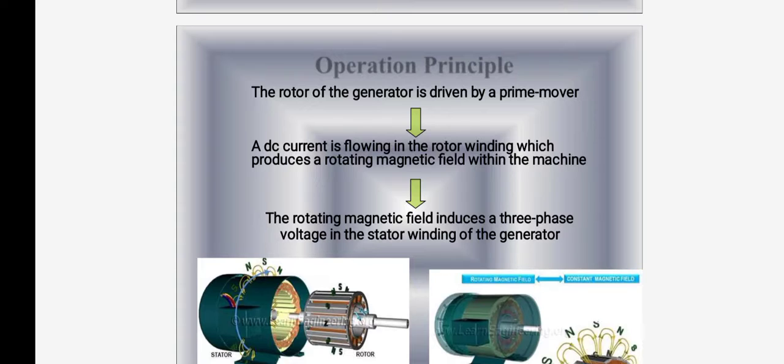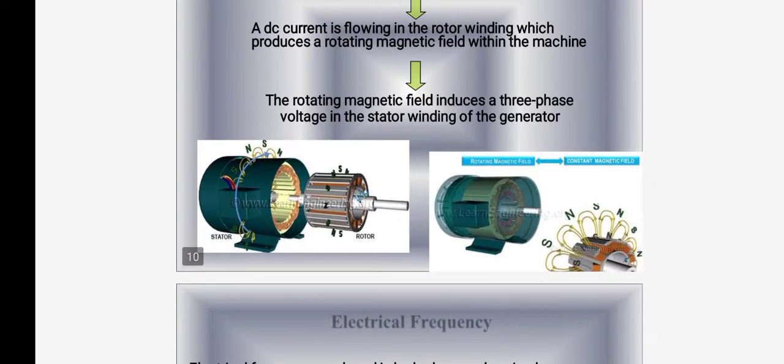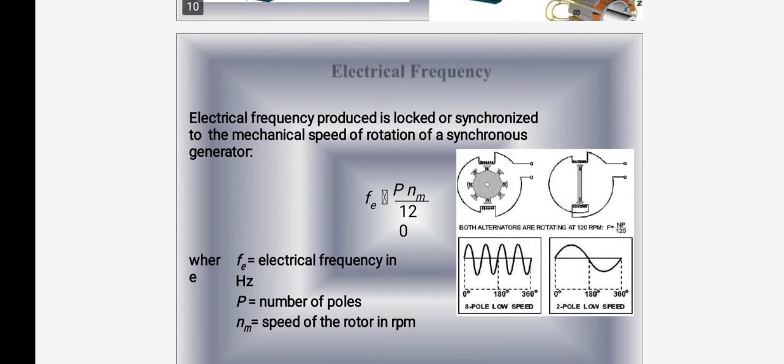flowing in the rotor winding, which produces a rotating magnetic field within the machine. Then the rotating magnetic field induces a three-phase voltage in the stator winding of the generator. From the stator winding, we can get the electrical output.